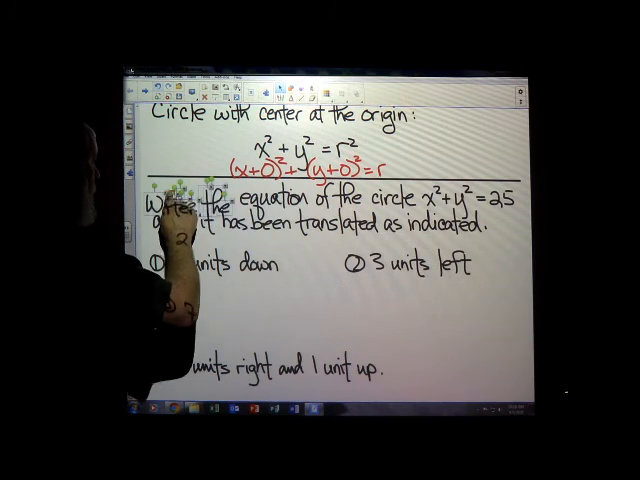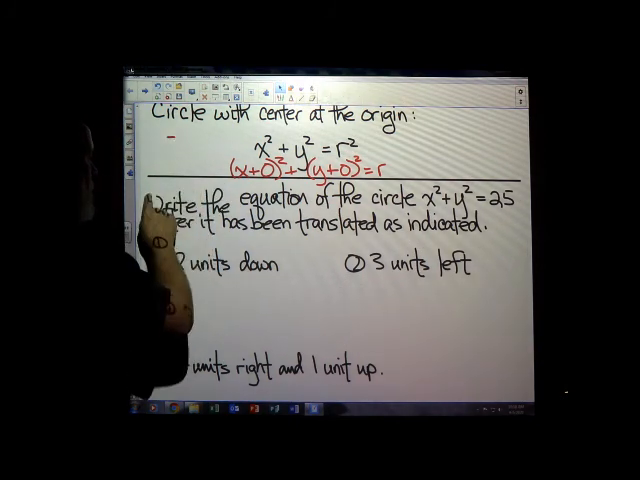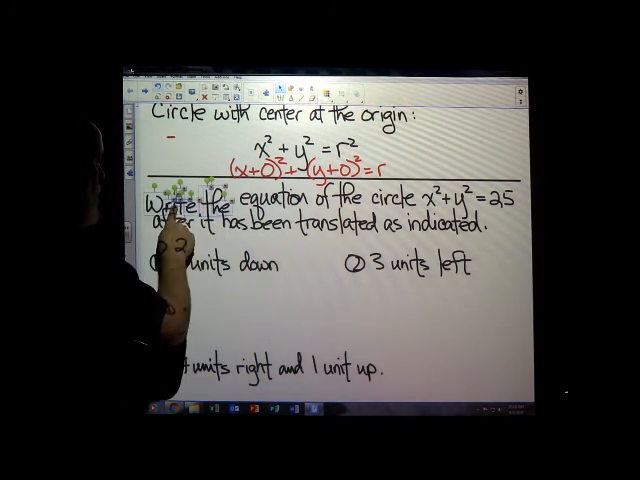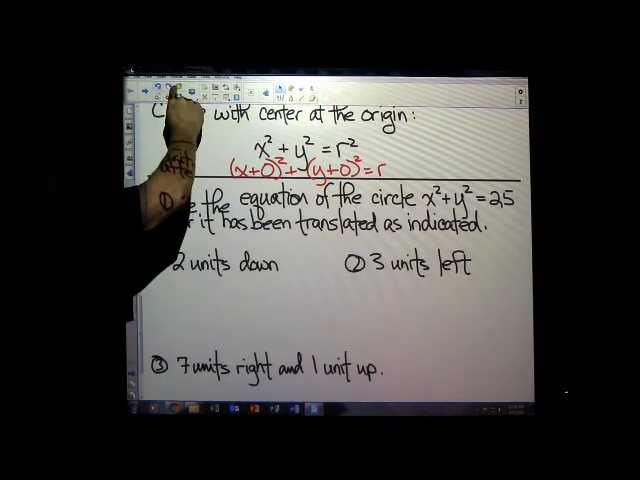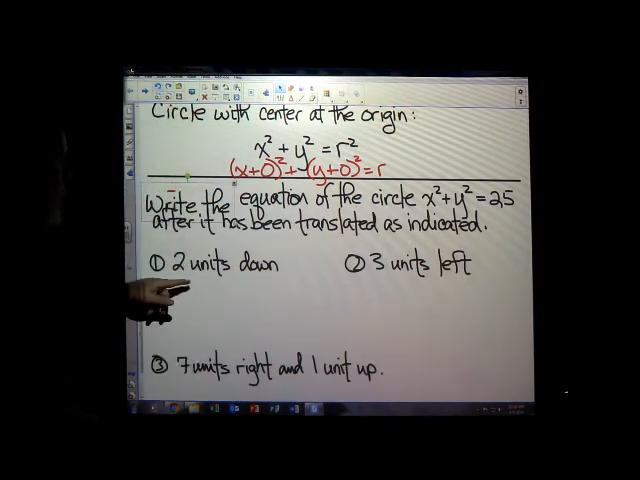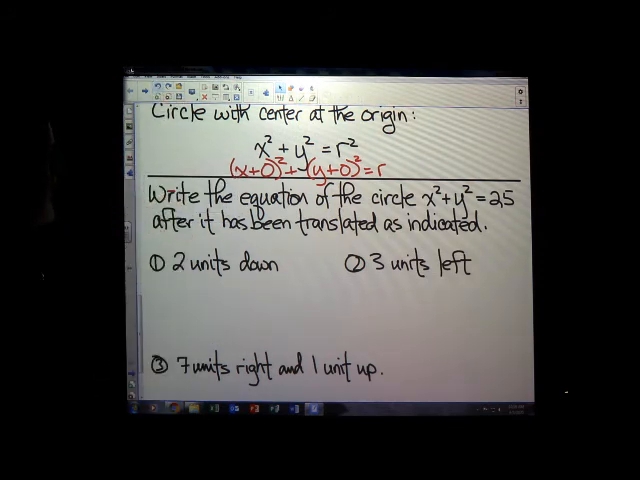Get that red thing out of there. This is not going to work. Wait a minute. Nope. Oh well. Ignore that little red thing.